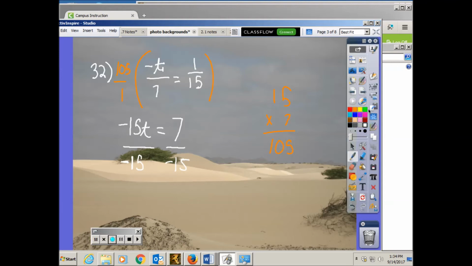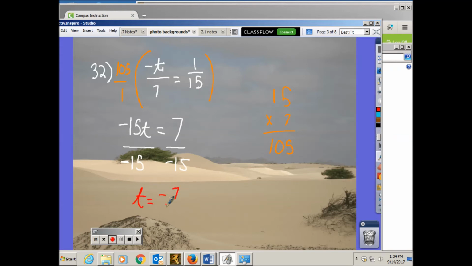I'm just going to change the color here so they can see better. So you're going to get t equals 7 over negative 15.